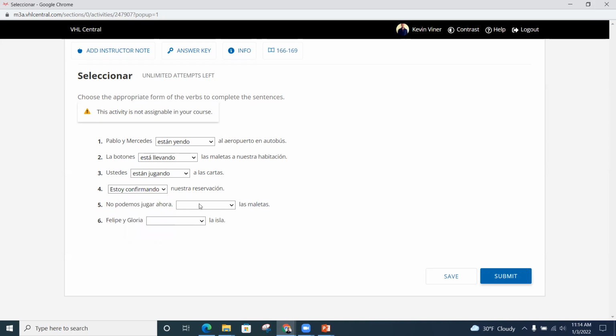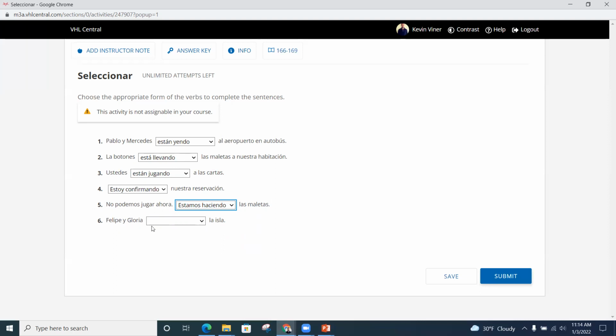5. No podemos jugar ahora. Estamos diciendo, estamos comiendo, estamos saliendo, estamos haciendo las maletas. Pausa. Y hemos regresado. Sería estamos haciendo. We are packing our bags. That's how you say to pack. This is part of your vocabulary, right? Hacer las maletas, to pack your bags.